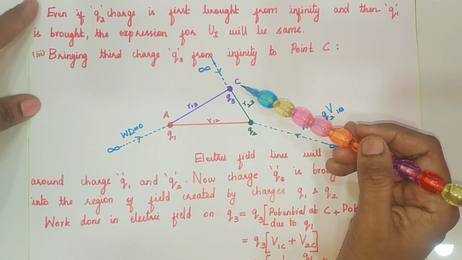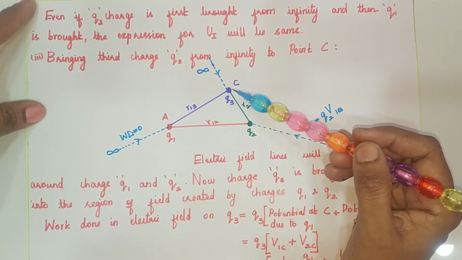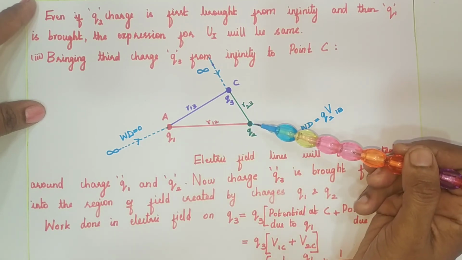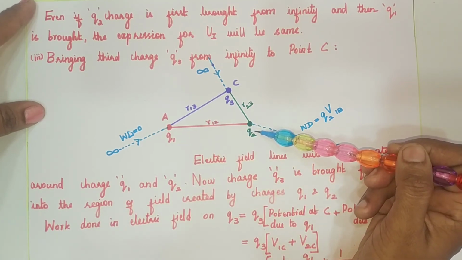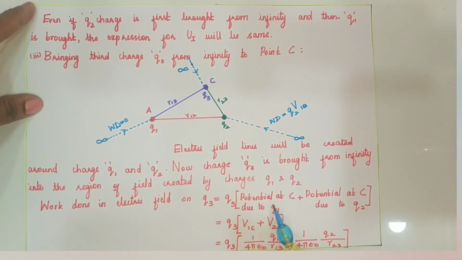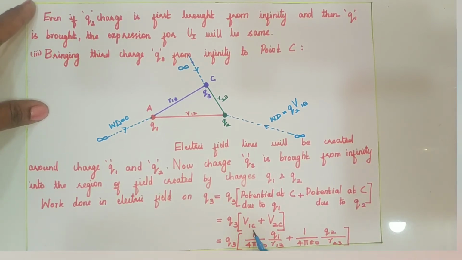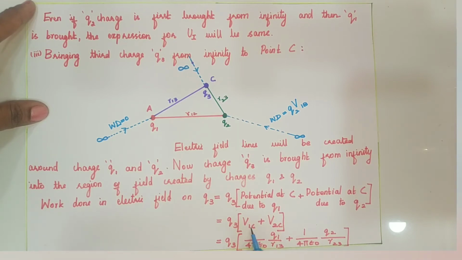Now, what will be the potential at the point C? Here the potential will be the potential created by the charge Q1 and the potential created by the charge Q2. Work done in the electric field on Q3 will be Q3 into the sum of the potentials at C, that is, potential at C due to Q1 plus potential at C due to Q2. We can write it as Q3 into V1C plus V2C. So, we give the expressions for V1C and V2C.